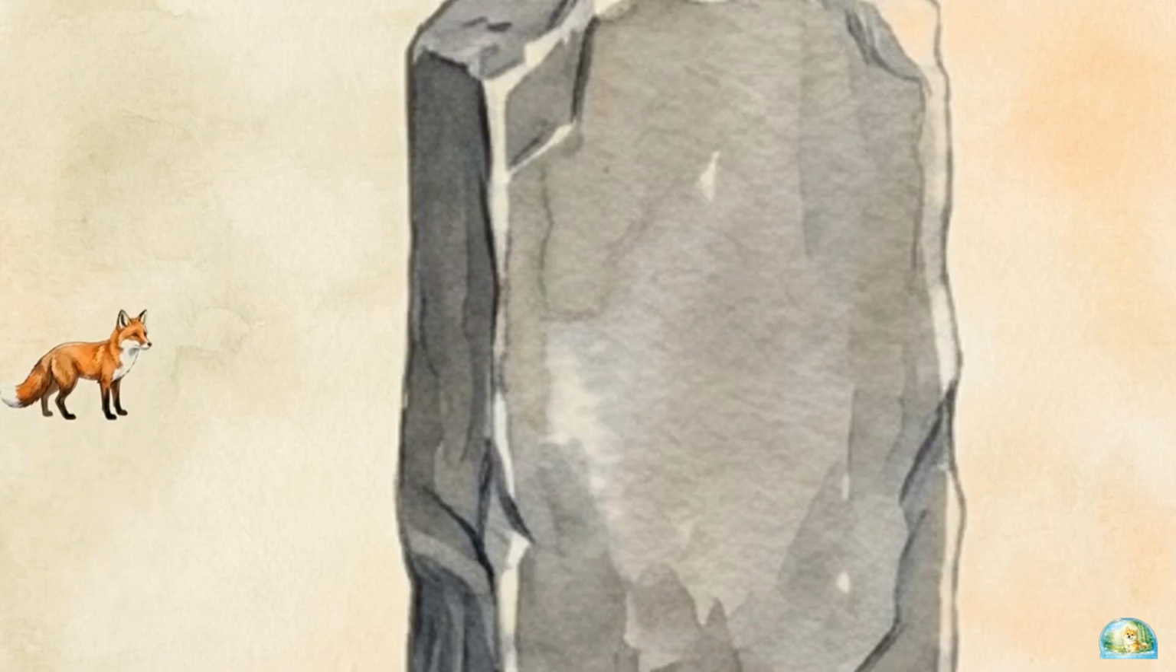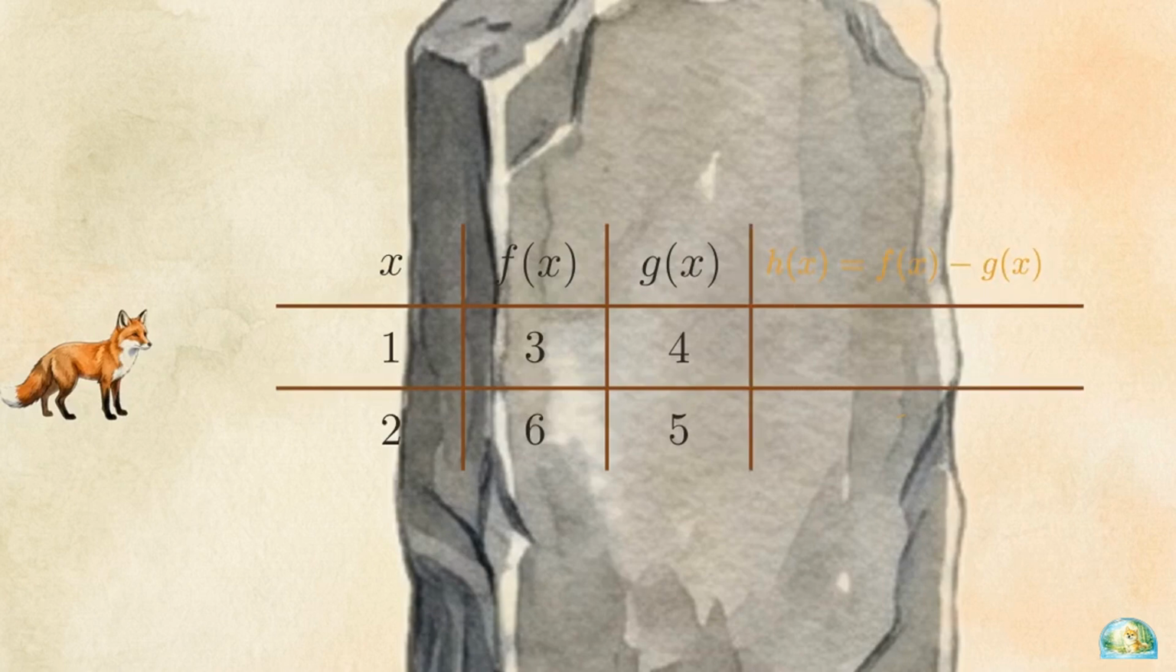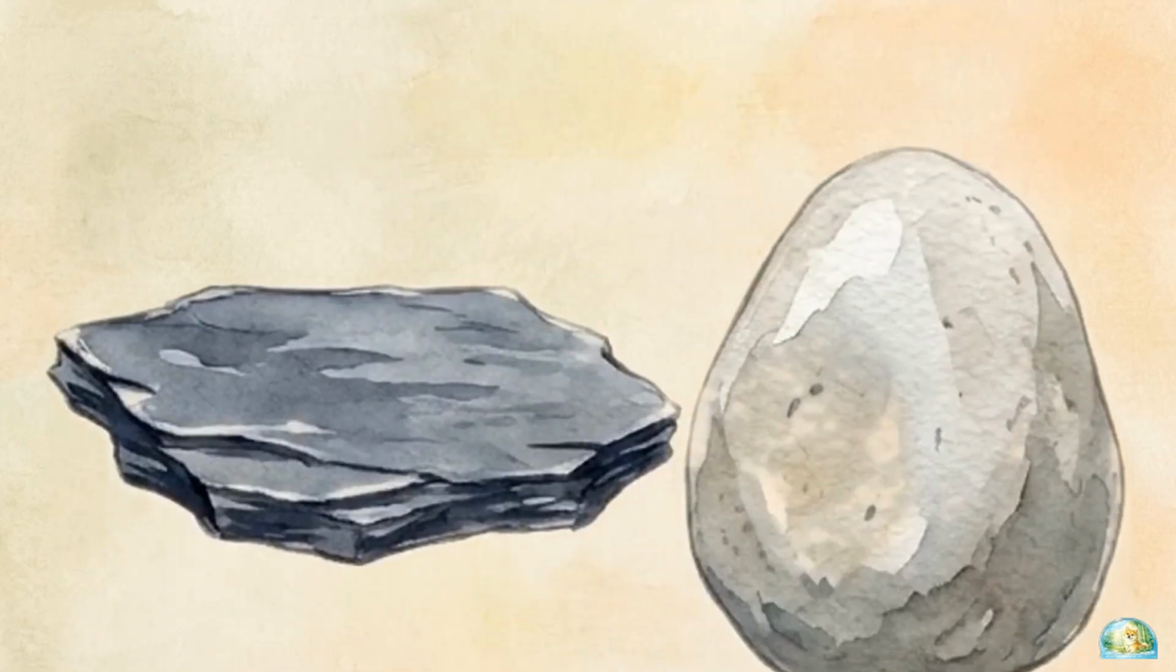Suppose f and g are continuous on [1, 2], with f of 1 equals 3, g of 1 equals 4, f of 2 equals 6, and g of 2 equals 5. What can you infer about a solution to f of x equals g of x? We define h of x equals f of x minus g of x. The table gives h of 1 equals -1 and h of 2 equals 1.